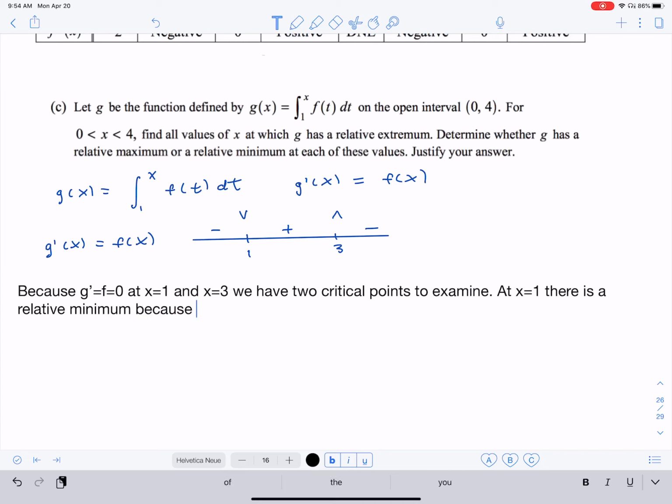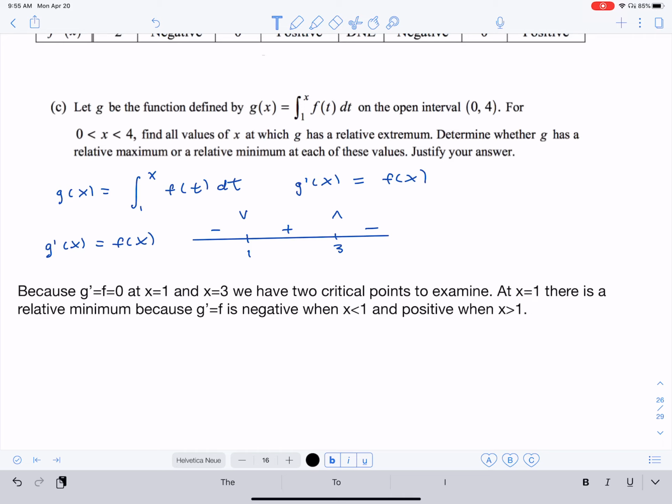because, and I'm just going to reiterate this, because g prime equals f, f is negative when x is less than 1 and positive when x is greater than 1. So I'm showing that it changed signs. It changes from negative to positive. And did I say that there was a minimum? I did. I did say it's a minimum.